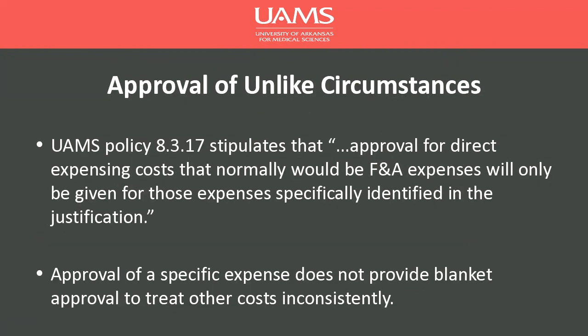UAMS policy 83.17 stipulates that approval for direct expensing costs that normally would be F&A expenses will only be given for those expenses specifically identified in the justification. An approval of a specific expense does not provide blanket approval to treat other costs inconsistently. So what that means is you have to have the justification, you have to have the approval. If you put in an application and did not go through the process of getting approval, just because the sponsor approved it doesn't mean it's going to be approved here at UAMS, because we have to safeguard all our projects and all of the regulations.